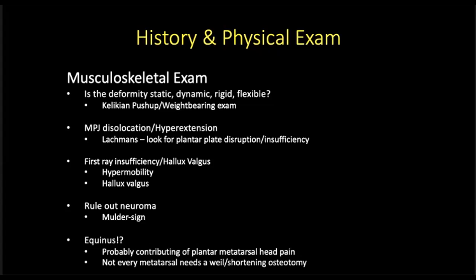You need to rule out a neuroma. Is there a positive Mulder sign? And equinus. Equinus is huge for us. More often than not, maybe your metatarsal head pain is happening from the equinus. And so not every single metatarsalgia needs a shortening or a Weil osteotomy. That'll be a discussion for the next lecture. But if there's equinus, you need to address that. You'll sometimes find me performing my forefoot procedures and adding a gastrocnemius recession to it. It's not uncommon and something that you really do need to address.